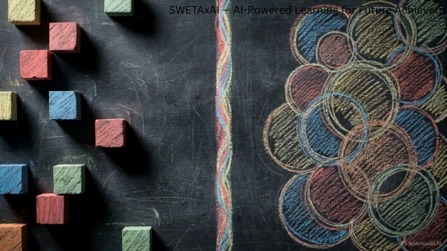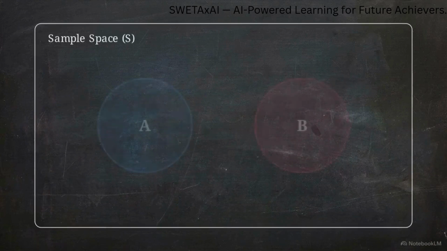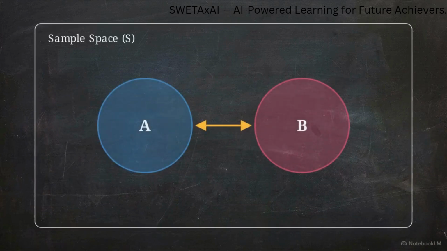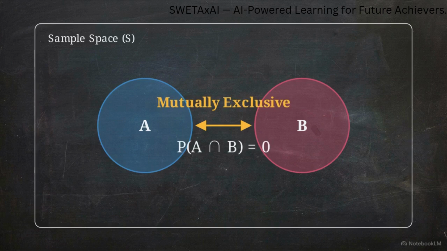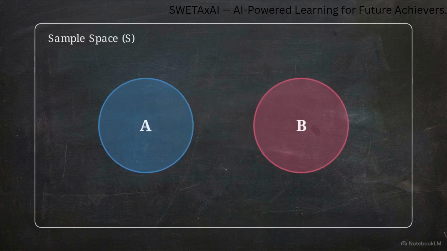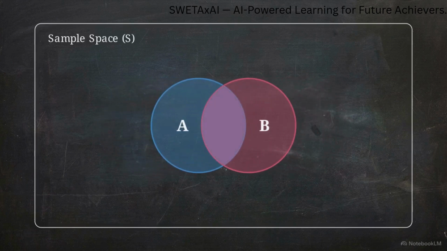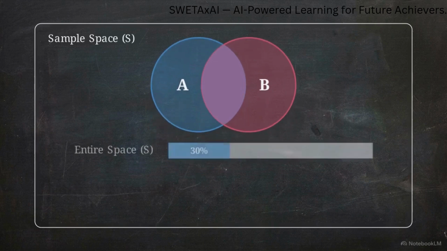This brings us to the highest friction error in probability, conflating mutually exclusive events with independent events. 2 events are mutually exclusive when they have an absolute physical separation within the sample space. Because there is no overlap, an intersection between the 2 is structurally impossible, making its probability exactly 0. In contrast, independent events are defined by an overlap.